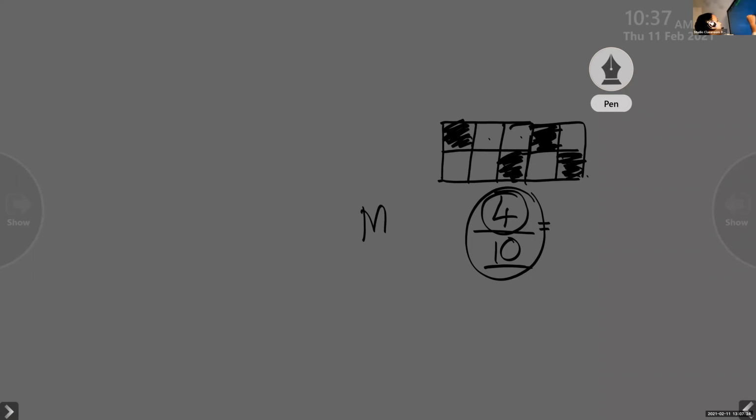0.4. Yes, 0.4. So here, Manish is already correct because look at this question. Mayuk said the answer. So Manish is also saying this is 4 by 10. So Manish is correct. Yes, children. Now 4 by 10, how will we write 0.4? But Ravi says 0.04. This is wrong.